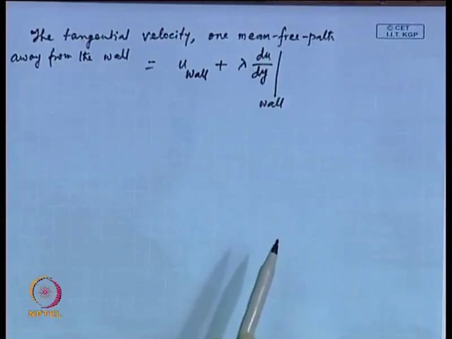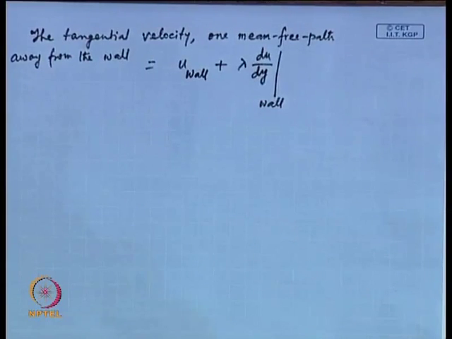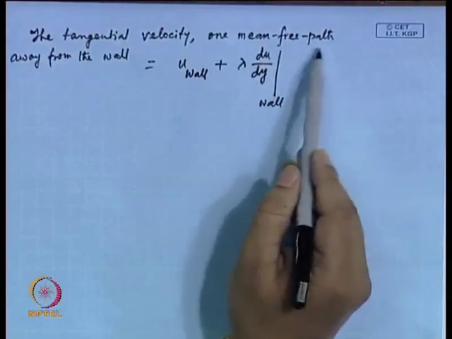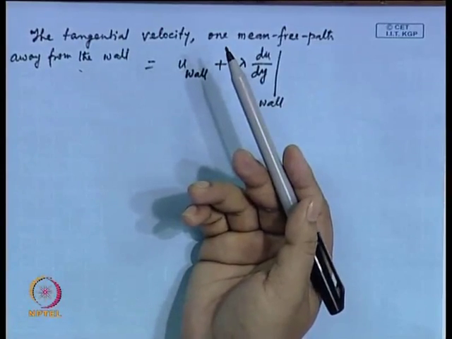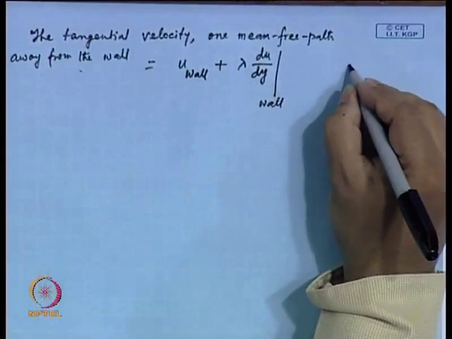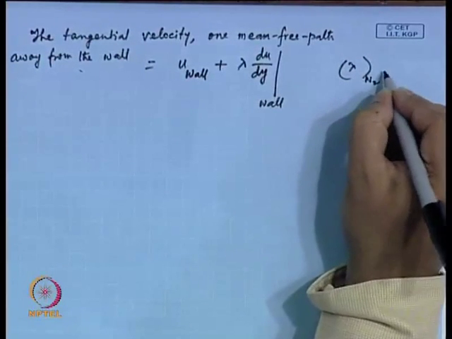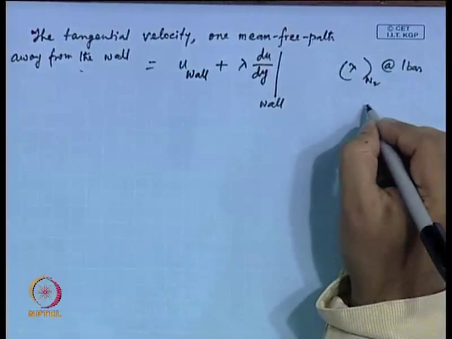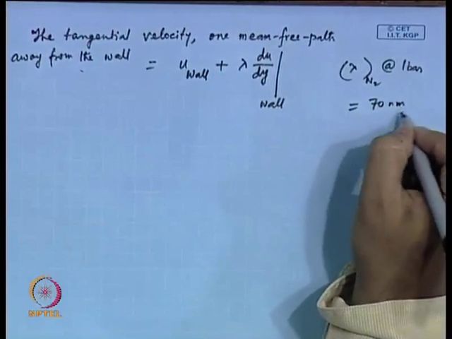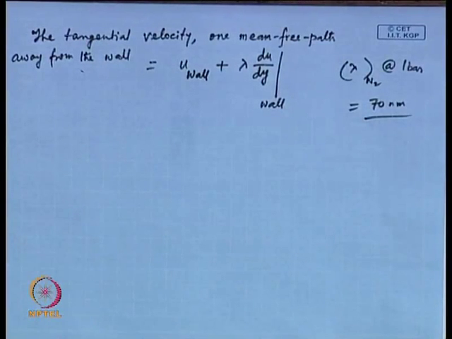You are assuming that the velocity attained by the fluid next to the wall, in case of a no slip boundary condition, we assume that is equal to u wall. Now, we are saying that it is not exactly u wall, but a little different from u wall. And what is the little difference? We said that we are not exactly on the wall, but one mean free path away from the wall. What is the dimension of one mean free path? I can quickly refer for you: lambda of nitrogen at 1 bar pressure is equal to 70 nanometer. All right. So, that is one mean free path.